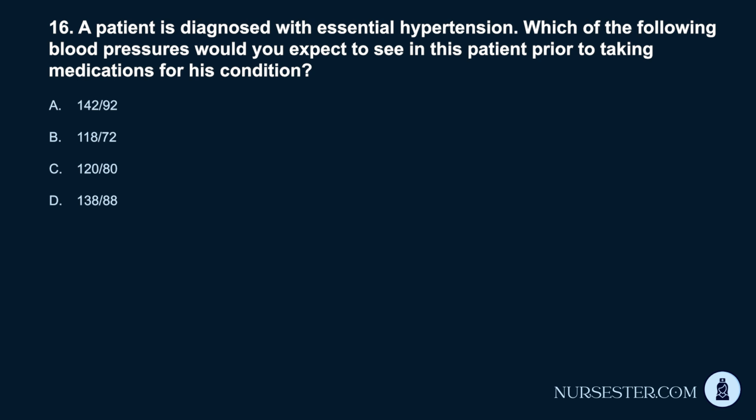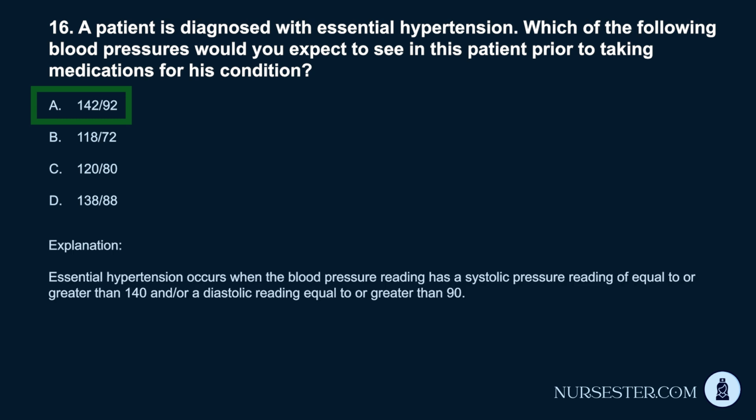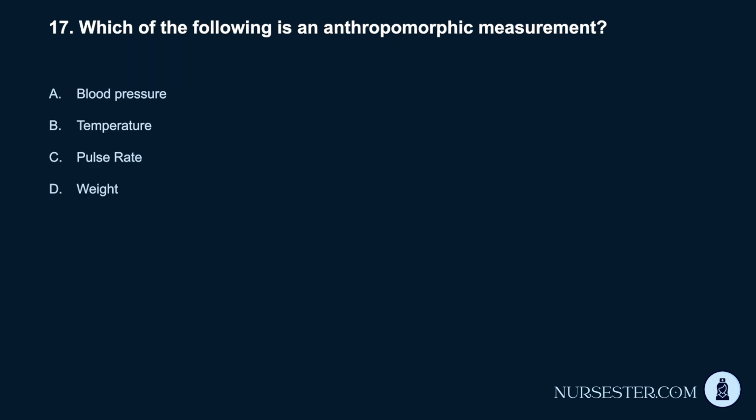142/92. B. 118/72. C. 120/80. D. 138/88. Correct answer, A. 142/92. Essential hypertension occurs when the blood pressure reading has a systolic pressure reading of equal to or greater than 140 and/or a diastolic reading equal to or greater than 90.